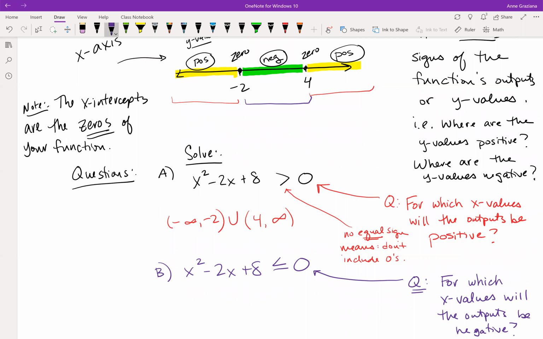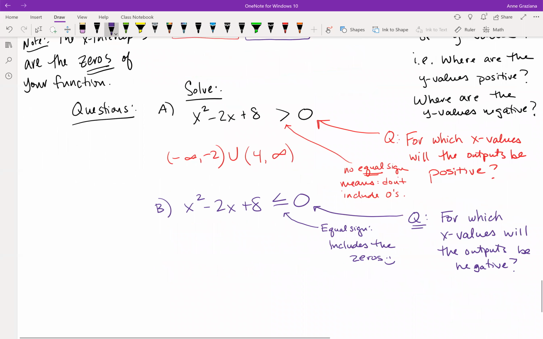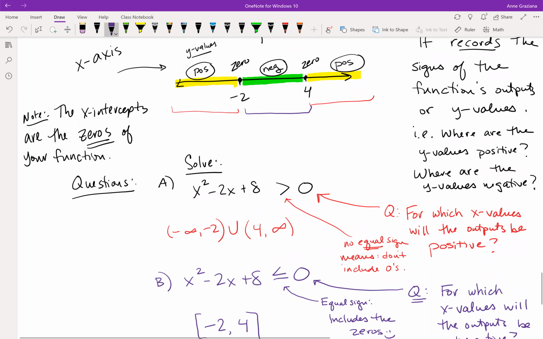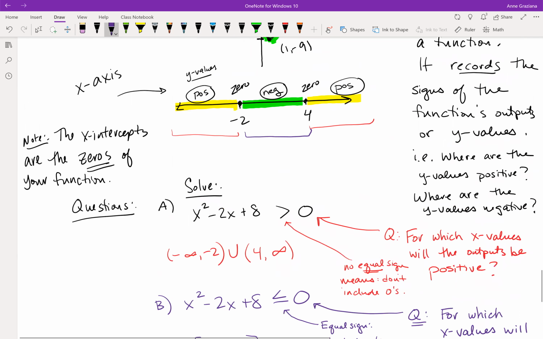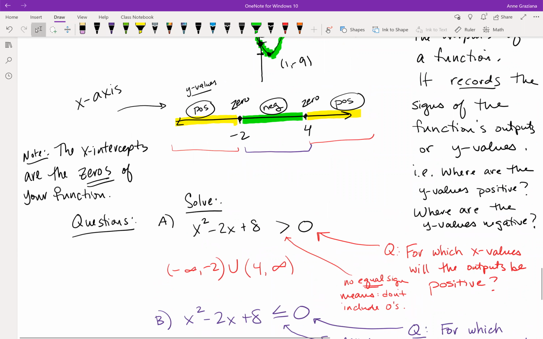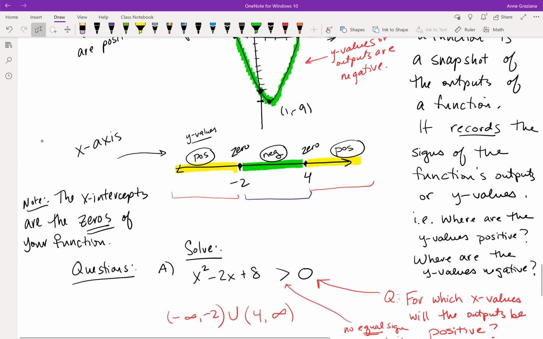And since it has an equal sign, it includes the zeros. All right, so I'm going to say from -2 to 4 included. Okay. Any questions? Everybody see these? So let's just quickly review this, okay?